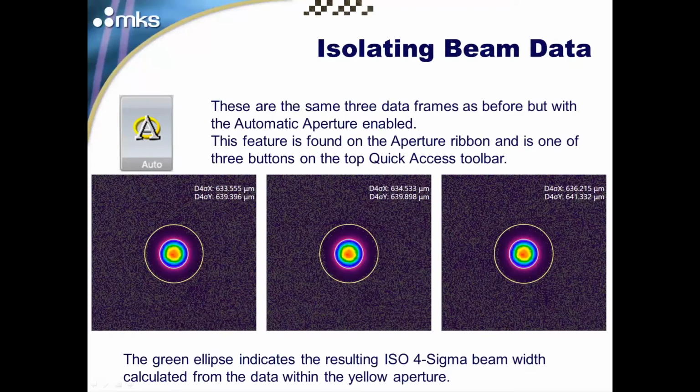So turning on auto aperture, now we see those same 3 frames. I didn't do anything else to them except turn on auto aperture. And we see that the 4 sigma widths are quite consistent between the 3 frames. There's a slight bit of variation from the left side to the right side of about 3 microns in the x-axis, well, in both axes. A shift of about 3 microns is all.